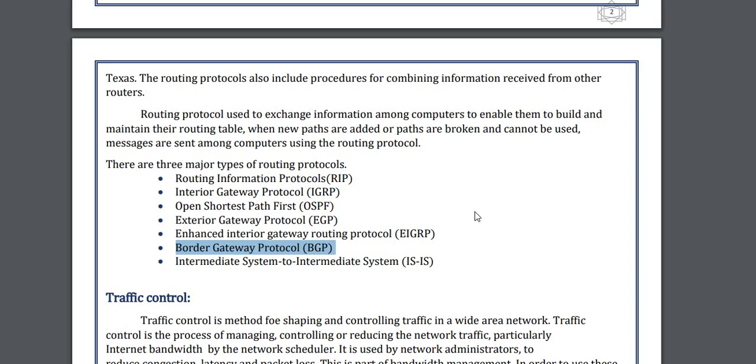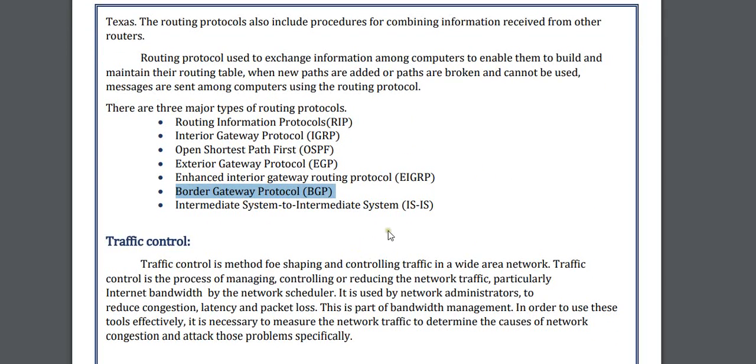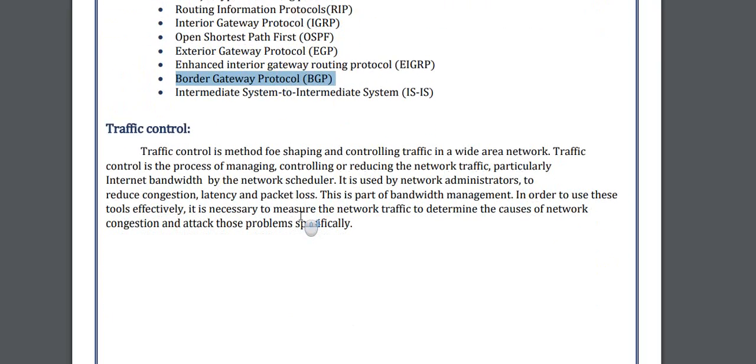By this BGP, your router A will generate and find a path to your friend's router, which is a mile or far away from your home. That's why it is called the Border Gateway Protocol. And then the last one is IS-IS, which stands for Intermediate System to Intermediate System. The traffic control is to control and manage the traffic system of routing.